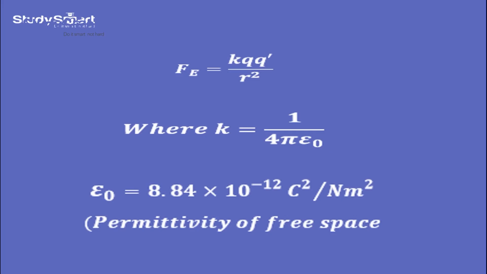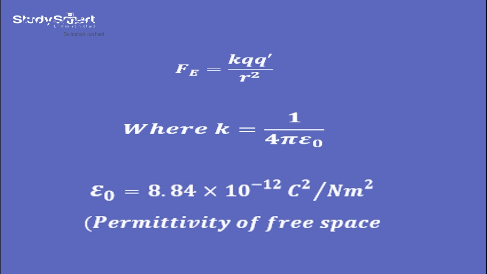So we have our Fe, which is the electric force, equal to kqq' over r squared. And we say our k is numerically equivalent to 1 over 4 pi epsilon naught. The epsilon naught is called the permittivity of free space, and is numerically equivalent to 8.84 times 10 to the power of minus 12 Coulomb squared per Newton meter squared.